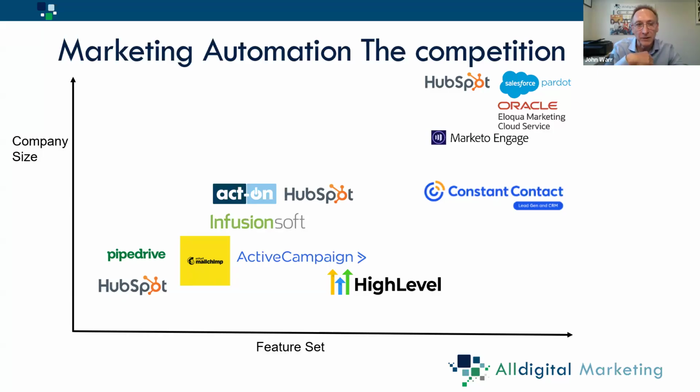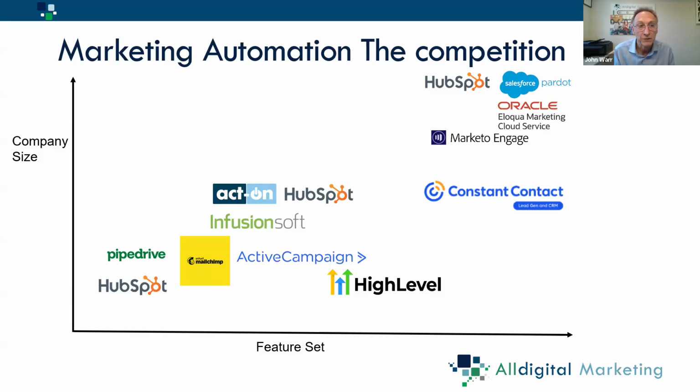So other people that come into the market are Acton, Infusionsoft, Pipedrive. There's a whole plethora of companies out there, and in fact, we have a guide, if you're interested, that compares around 20 or so of these different platforms. So the lower end of the market, which is where we're probably around, the company size is moving down.